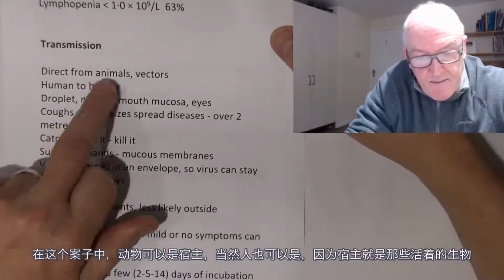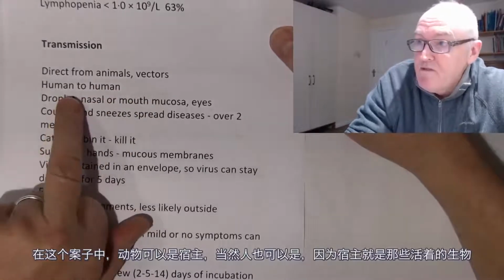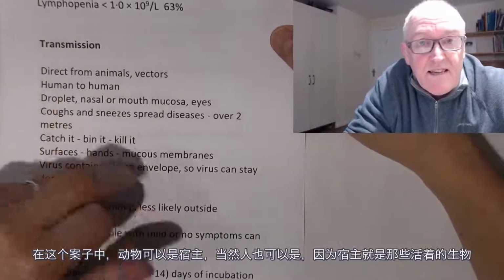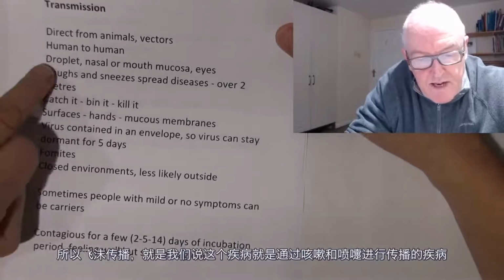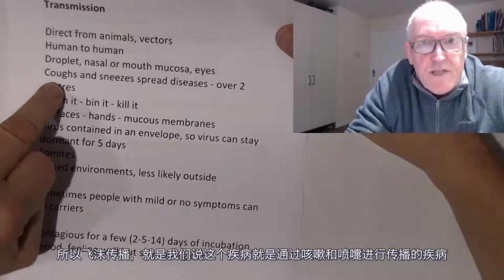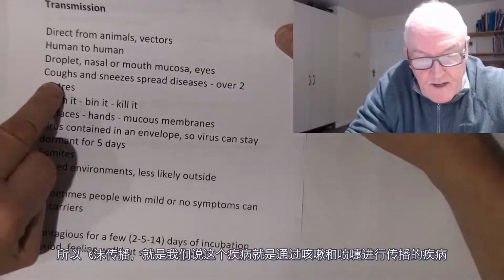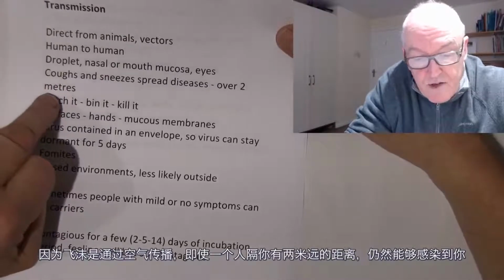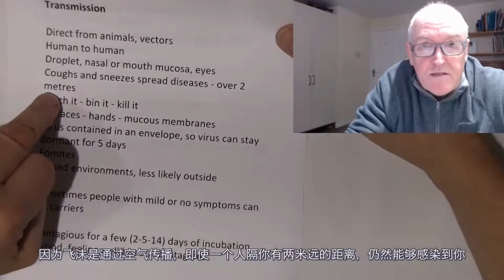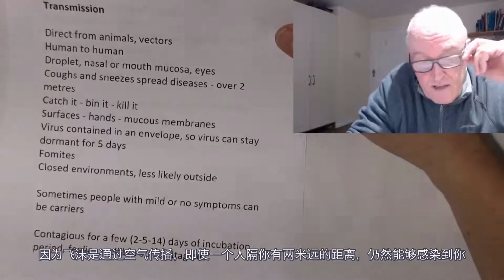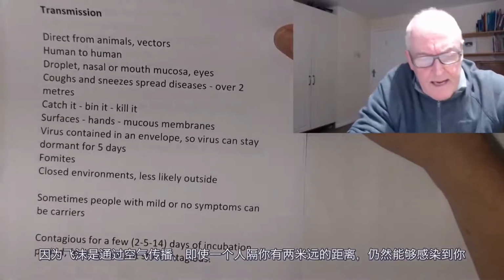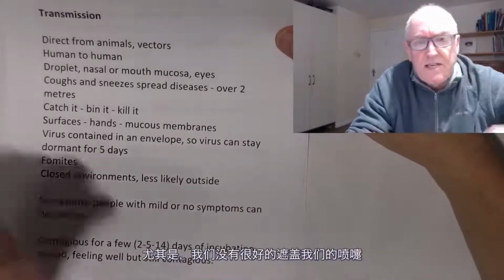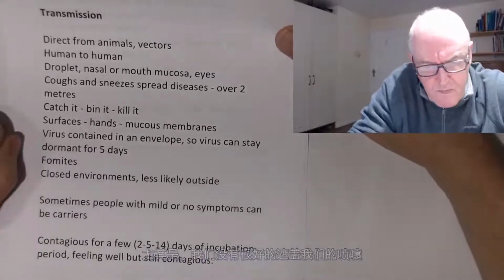So in that case, animals can be vectors, and of course humans can be vectors, because a vector is anything alive that's transmitting the disease. So it's a droplet infection. This is why we say coughs and sneezes spread diseases. And over about 2 meters as well. So if someone sneezes 2 meters away from you, they can still infect you as the droplets go through the air, especially if they're sneezing and not covering their mouth properly.